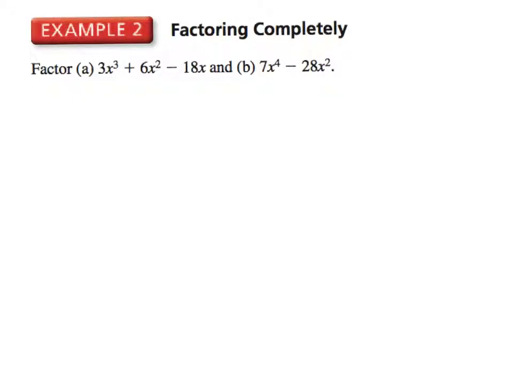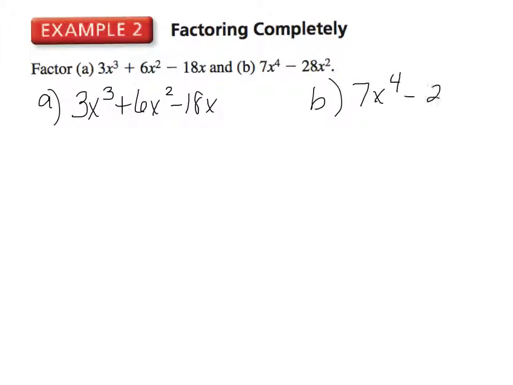So example number 2, factoring completely. We're going to factor this completely, so let's look at A. A is 3x to the third plus 6x squared minus 18x. The first thing we must check for, always, factor out a GCF. Bam, factor it out. What is your GCF in this trinomial? It'd be 3x. If you factored out a 3x, you'd be left with x squared plus 2x minus 6.